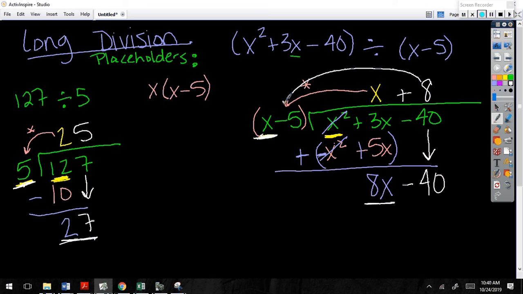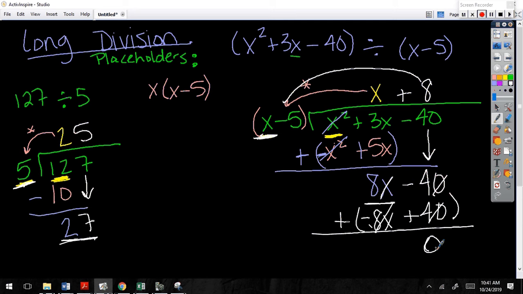So 8x minus 40. We change all these signs, but what suddenly happens is I get a 0 here. That 0 is what? What is that 0 called here, though? A remainder. Okay. This happened to be a factor, which is nice. A factor is whenever you divide and you get no remainder, right?